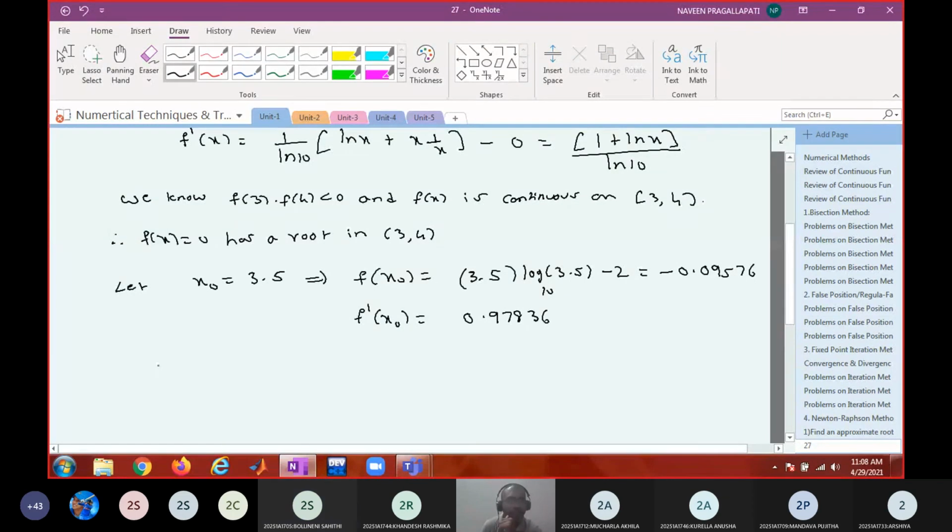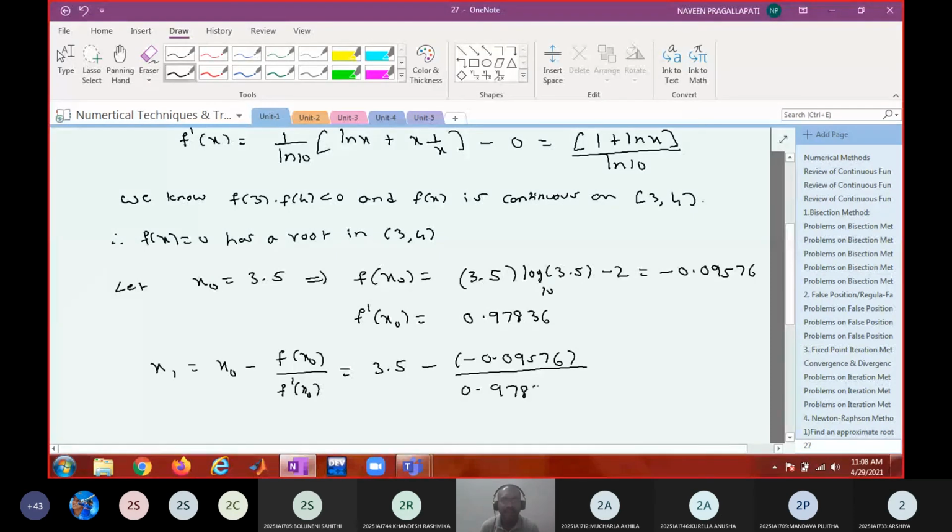So what is x1? The x1 formula is x naught minus f of x naught by f dash of x naught. Okay, so x naught is 3.5 minus, f of x naught is minus 0.09576, divided by 0.97836. Compute this value. Minus of minus, it will be plus.